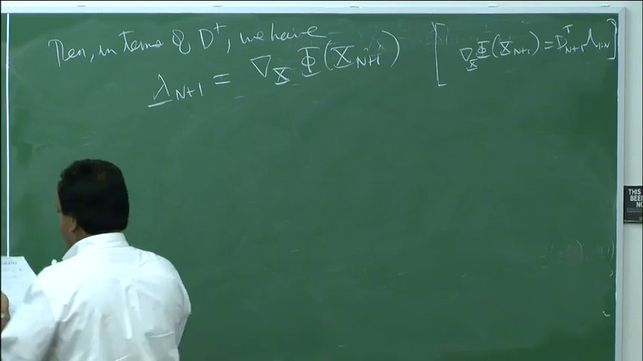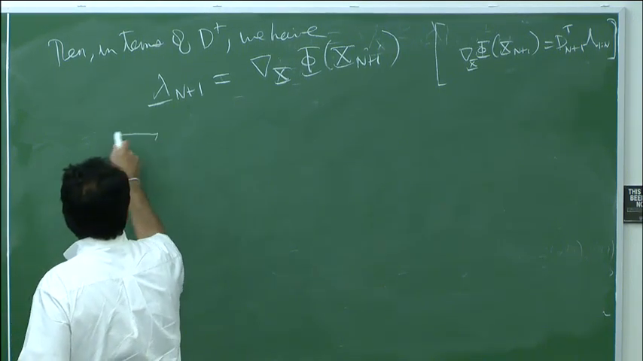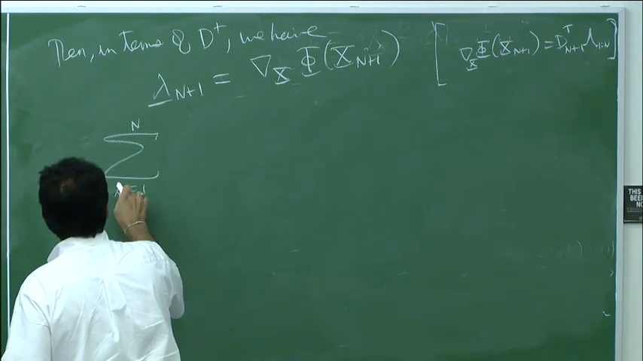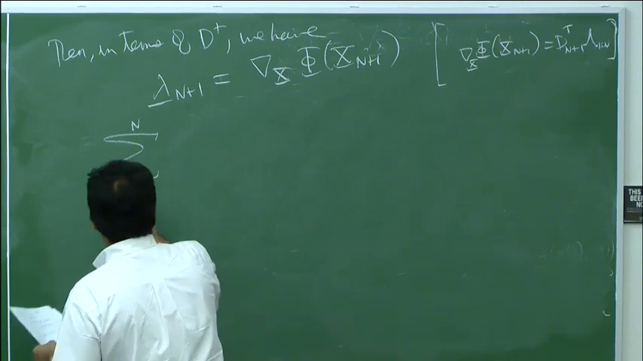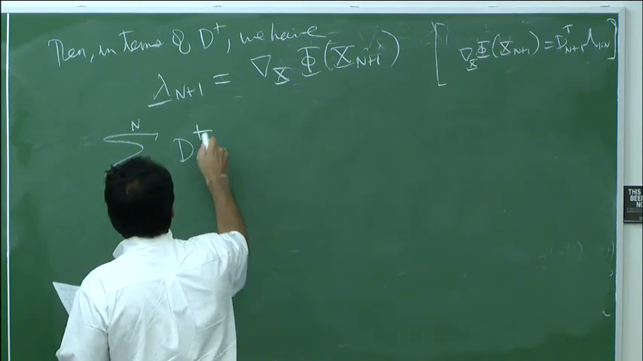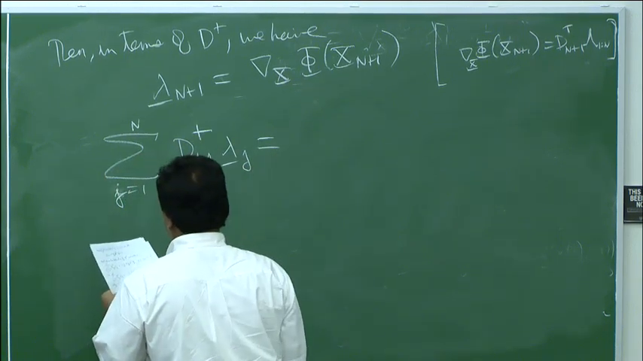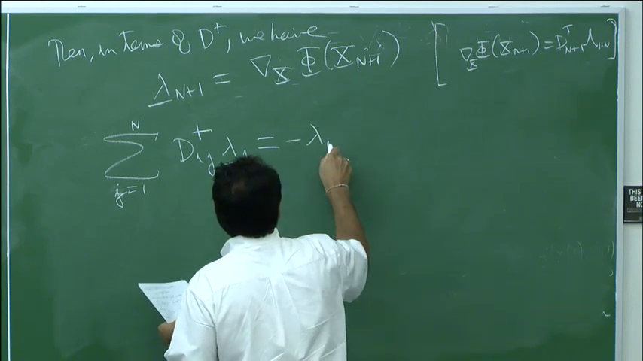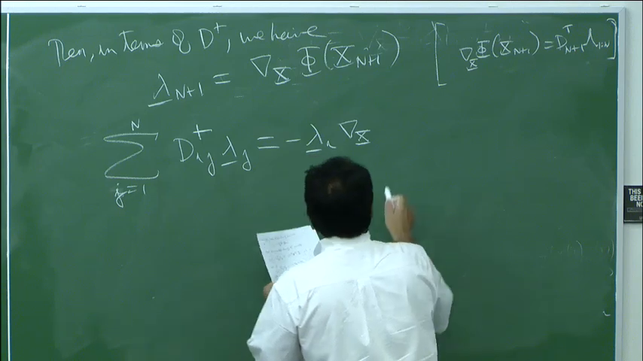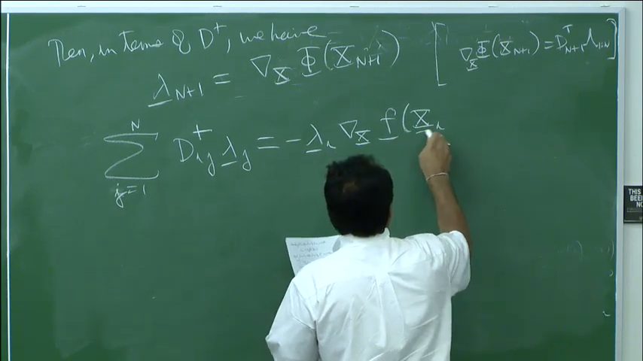So the next equation, which involves the D dagger matrix, is that the sum from j equals 1 to N of D_ij dagger times lambda_j is equal to minus lambda sub i times gradient with respect to x of f of x_i, u_i.